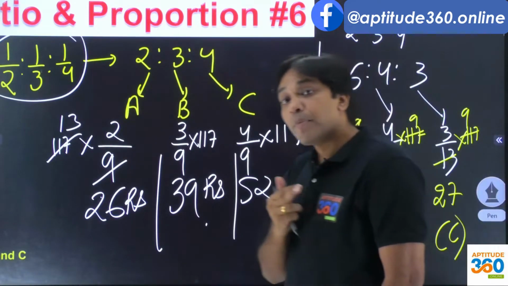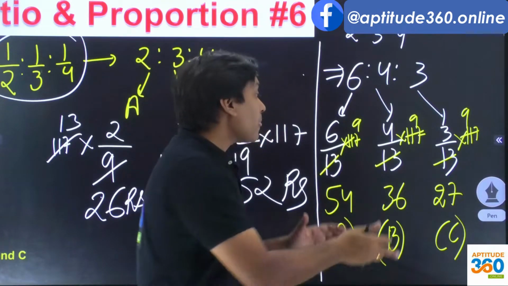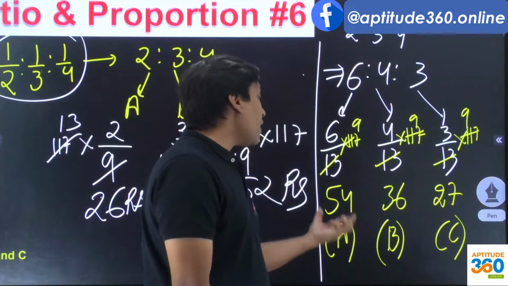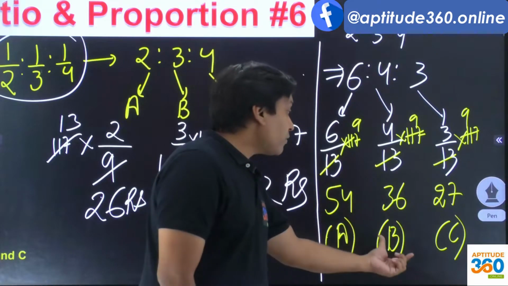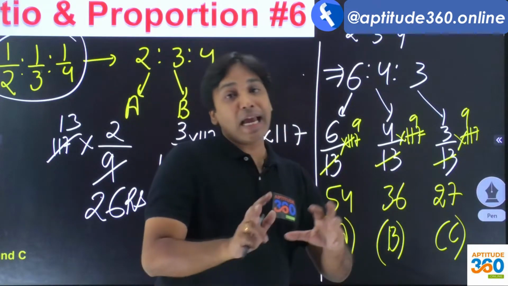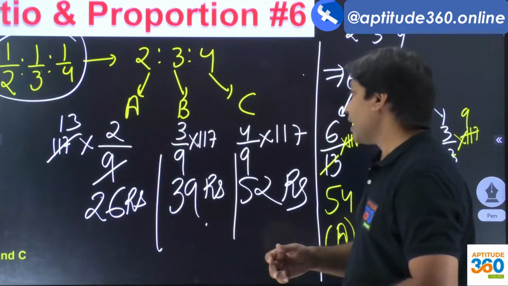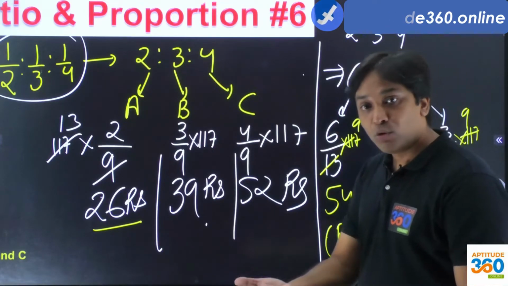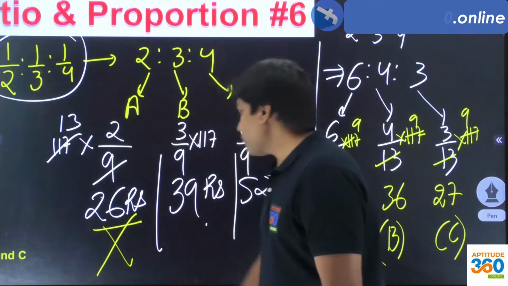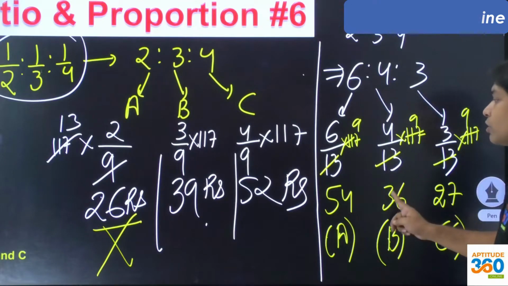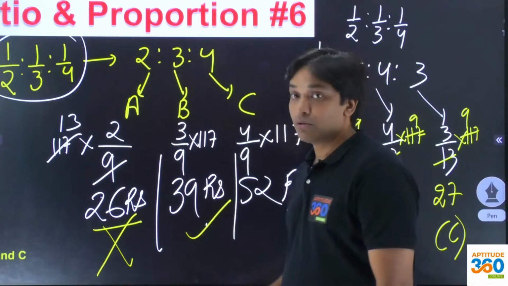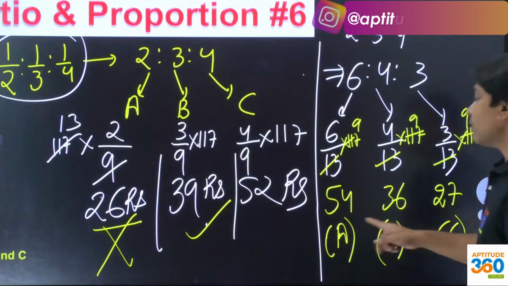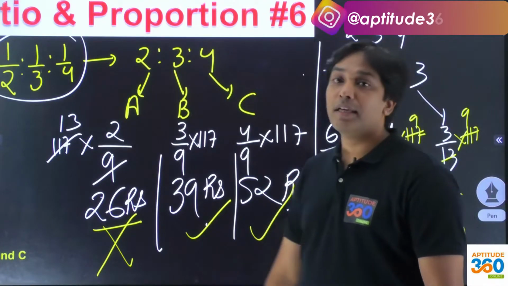किस रेशियो में बांटना चाहिए था? The money should have been distributed in this ratio, and hence A would have got 54 correctly, B would have got 36, C would have got 27. बट ऐसा करने की बजाय उसने क्या कर दिया? A को दे दिया 26। A को घाटा हो गया, A को तो गेन हुआ ही नहीं, तो A को तो गेन नहीं हुआ। B must have got 36 but B got 39, so B को ज़्यादा मिल गया। C must have got 27 but C को सबसे ज़्यादा दे दिया, which is 52.